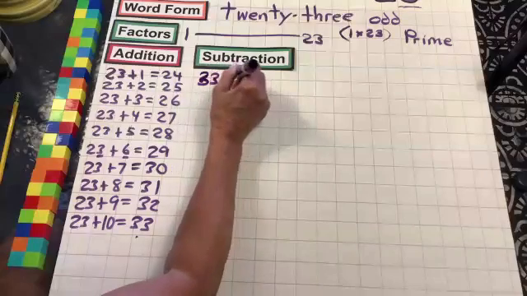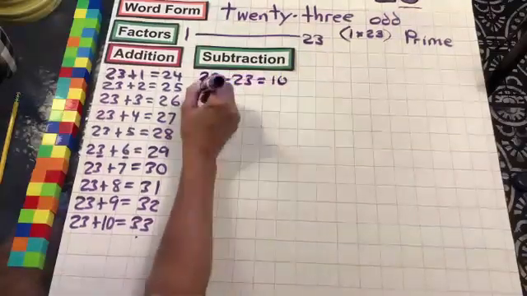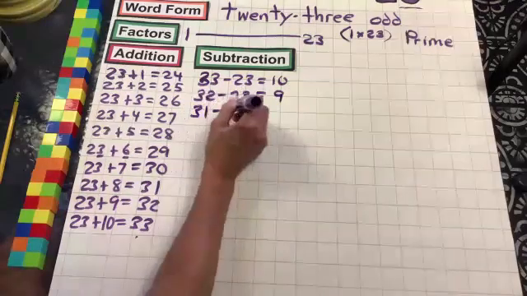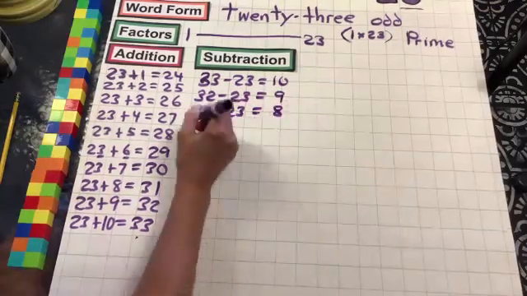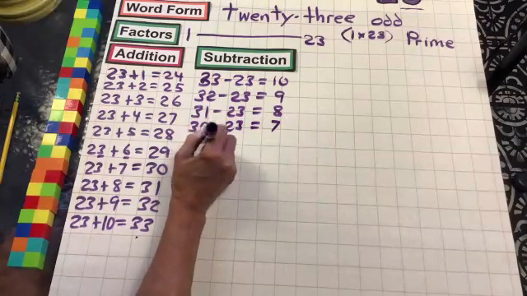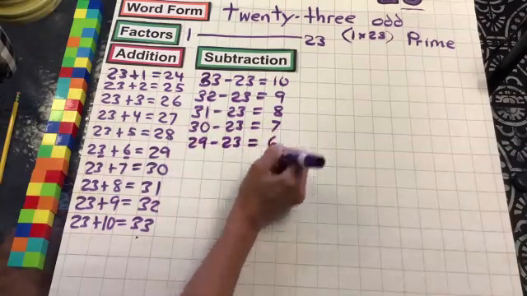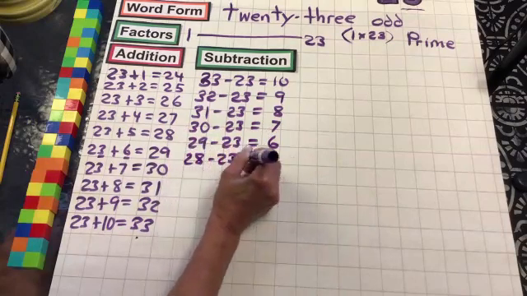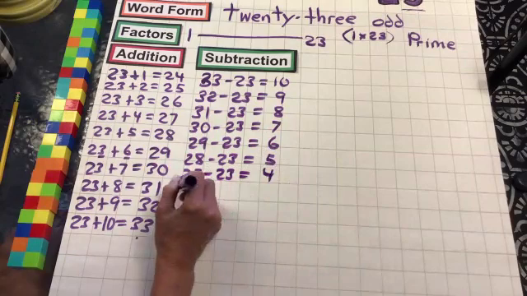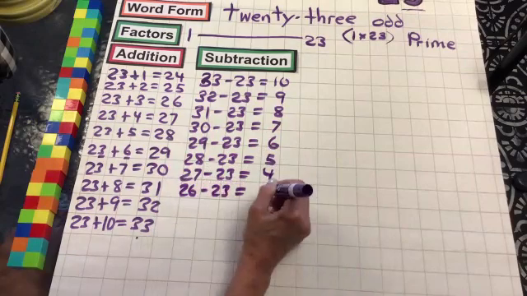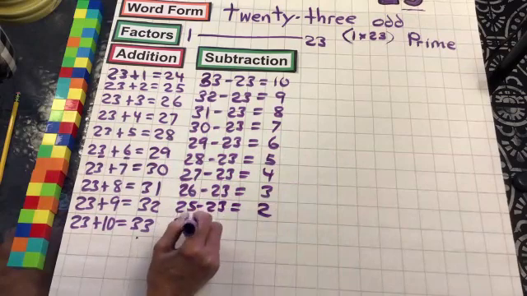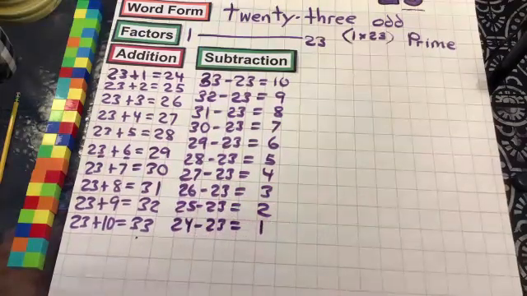Oops, 33 minus 23 equals 10. 32 minus 23 equals 9. 31 minus 23 equals 8. 30 minus 23 equals 7. 29 minus 23 equals 6. 28 minus 23 equals 5. 27 minus 23 equals 4. 26 minus 23 equals 3. 25 minus 23 equals 2. And 24 minus 23 equals 1.